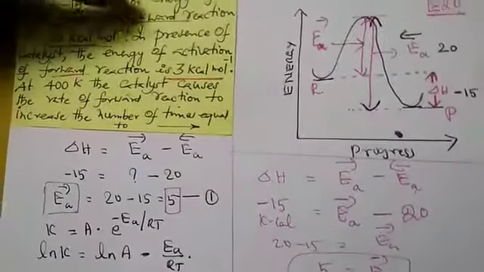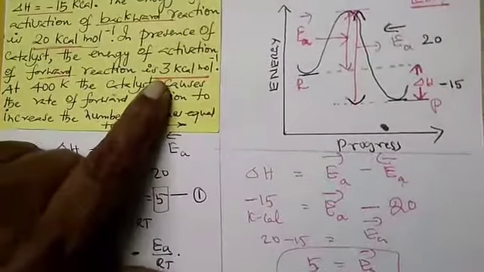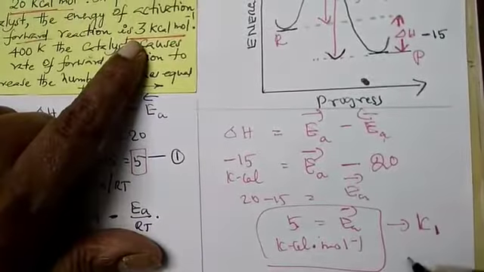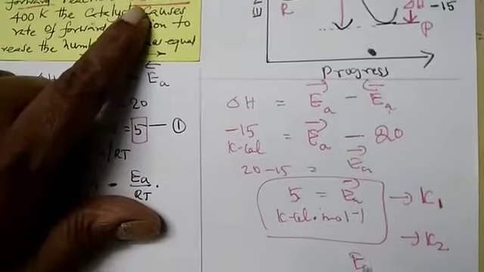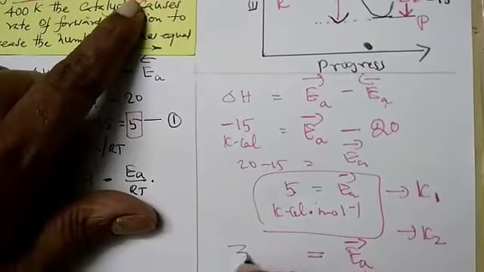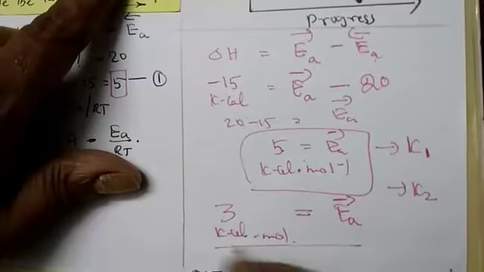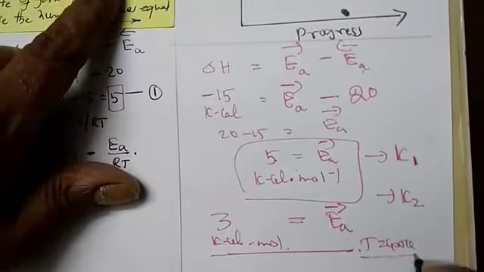Next, what is given is that in the presence of catalyst the energy of activation of forward is 3. So now we are taking this as K1 and this as K2. In that one, the energy of activation of forward, from the sum, is given as 3 kilocalories per mole. Okay, now the temperature is given: temperature is equal to 400 Kelvin.